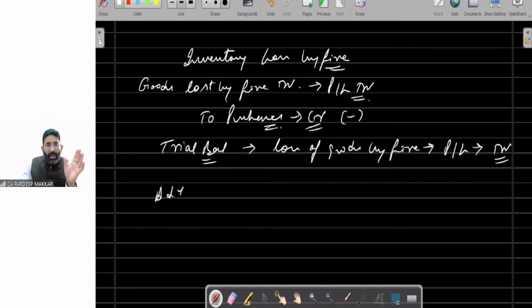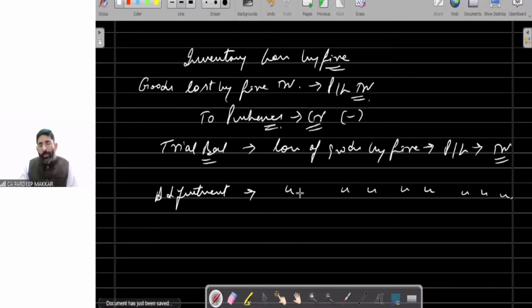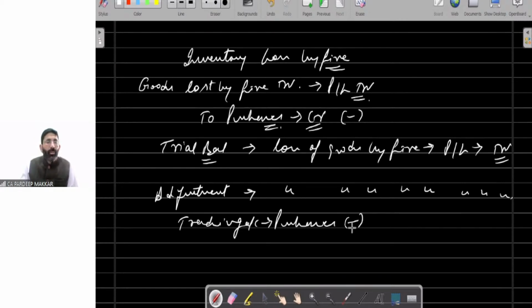If it is given in adjustment, then what do you have to do? In case of adjustment, we have to do the above two treatments. One is we have to enter it in the profit and loss account debit side. The second treatment is we have to go to purchases in the trading account. Obviously, we are talking about the trading account. So in the trading account, we have to deduct it from the purchases. That's it. So there are two treatments when it is given in adjustment.